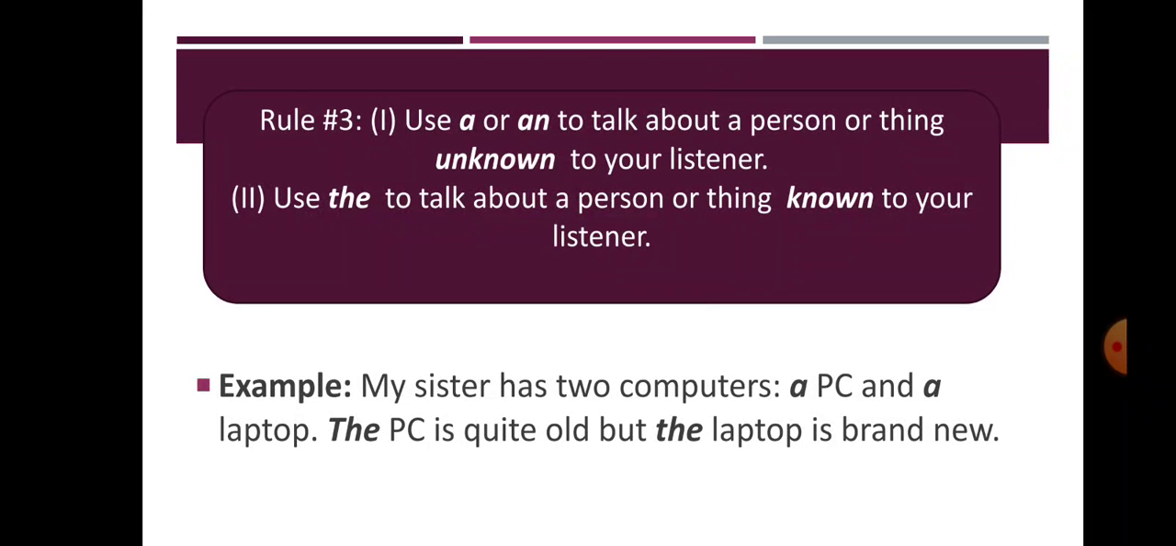Now let us move to rule number 3. Use a or an to talk about a person or thing unknown to your listener. Use the to talk about a person or thing known to your listener. This is very important, children. Look at this rule. Now, see the example.